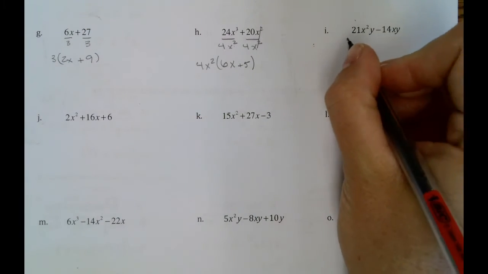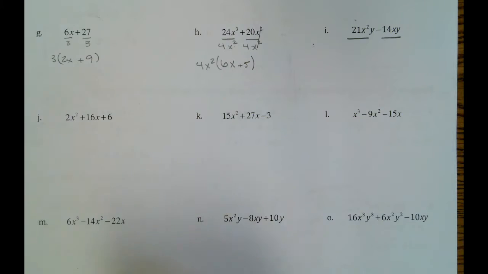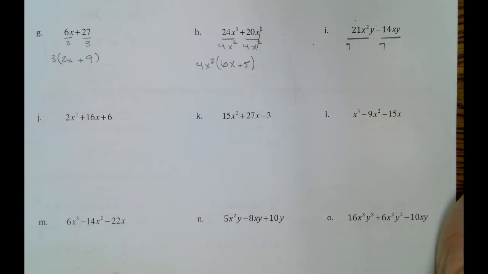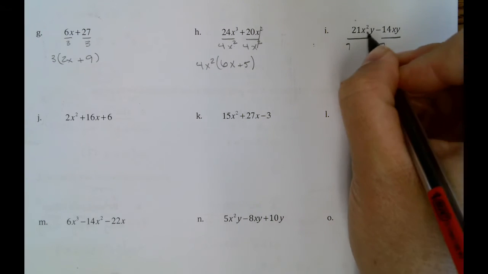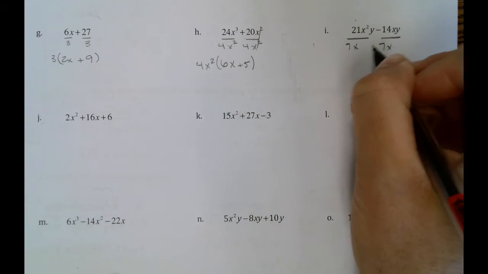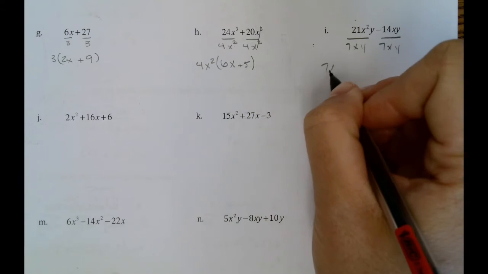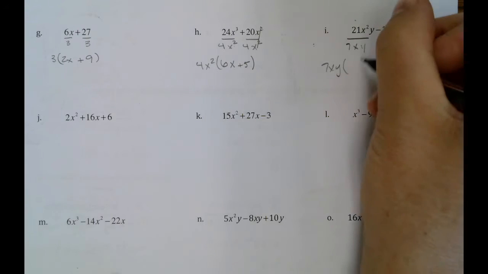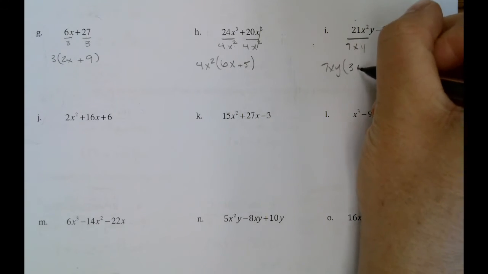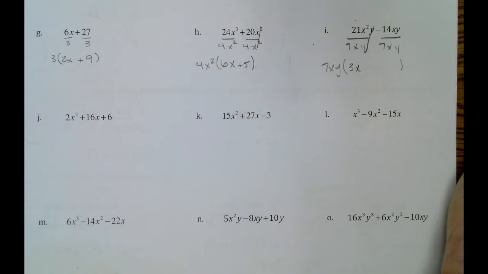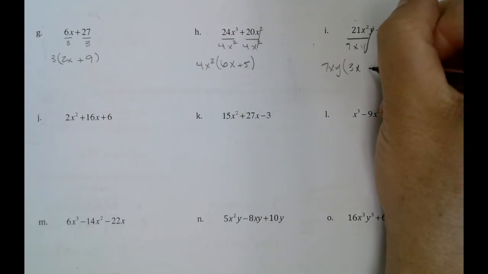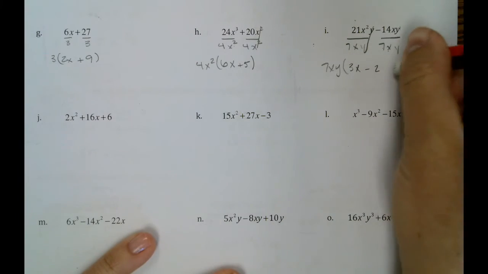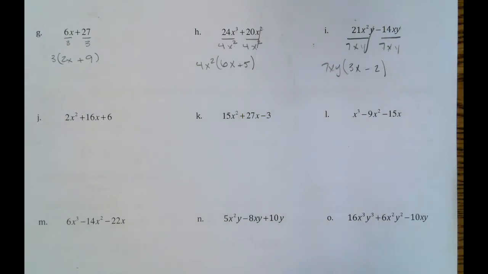Okay, letter I. Here we have 2 variables. 21 and 14 both are divisible by 7. We have an x in both, so we'll take that out, and we have a y in both, so we'll take that out. 21 divided by 7 is 3. X squared over x, we have an x left. Y's will cancel. Negative 14 divided by 7 is negative 2. X's cancel, y's cancel. So we're just left with 3x minus 2 on that one.